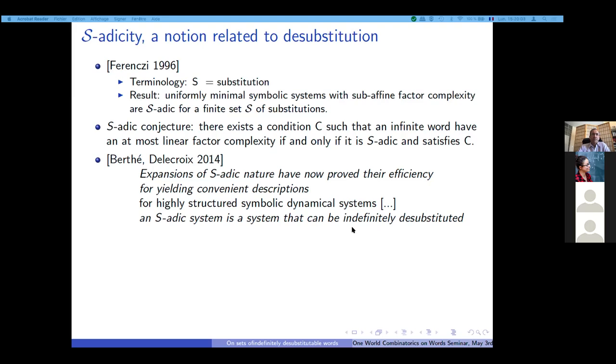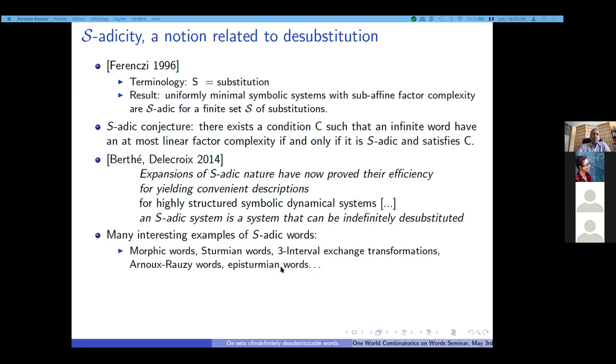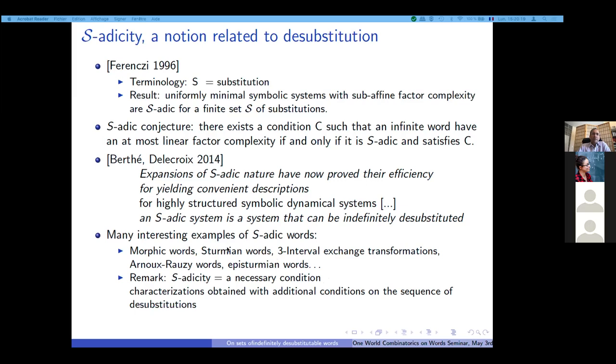Indeed, we can find many interesting examples of asadic words in the literature: morphic words, Sturmian words, and so on, and many that I have not cited. One interesting thing to note is that asadicity for many of these words is only a necessary condition, and there is often an additional condition on the sequence of substitutions. Once again, I try to do things in this talk without this additional condition.